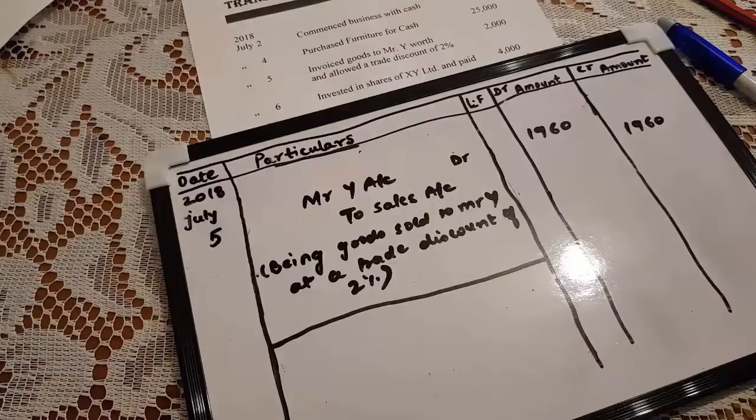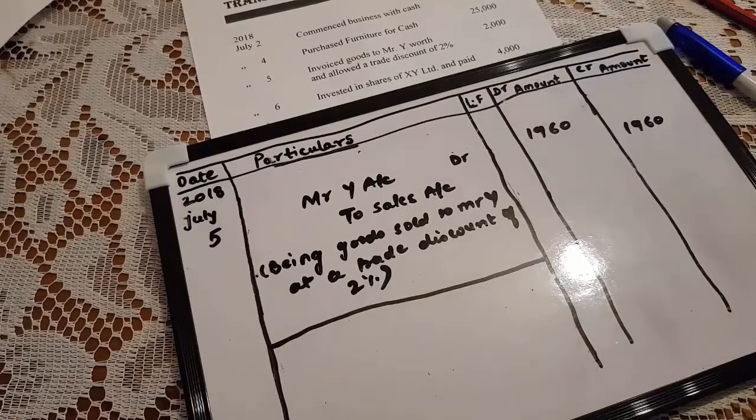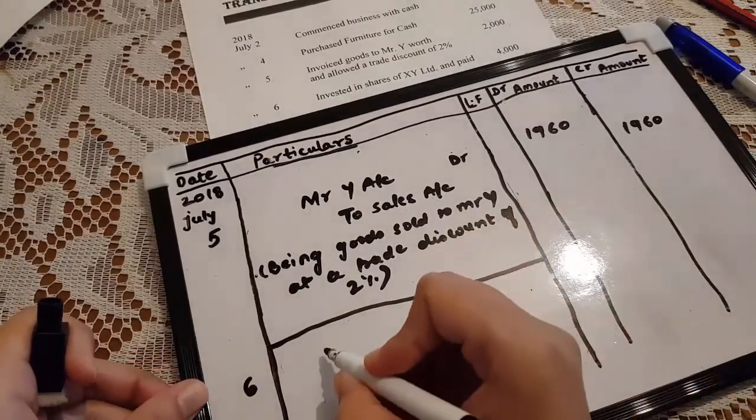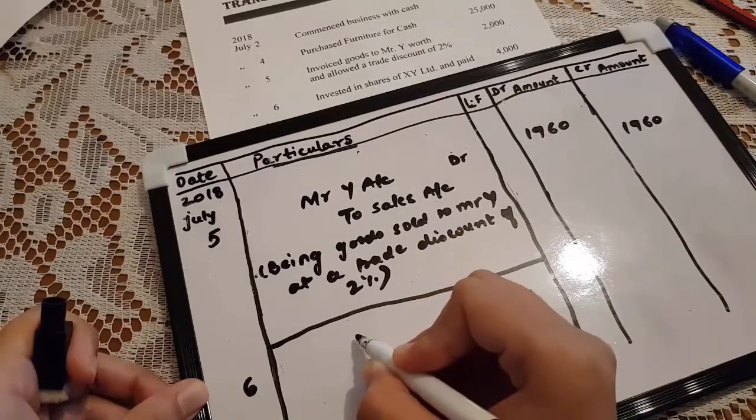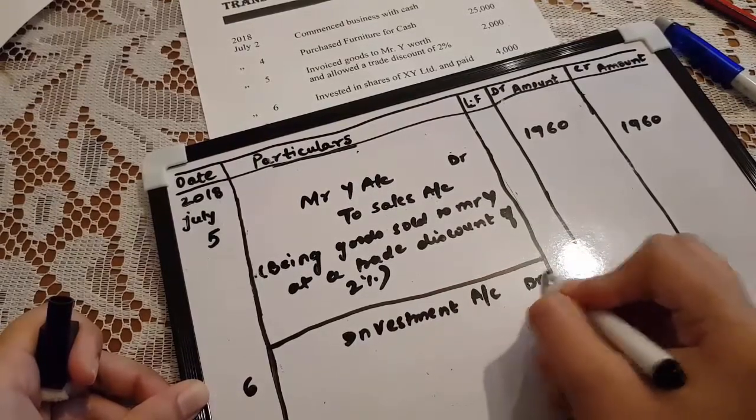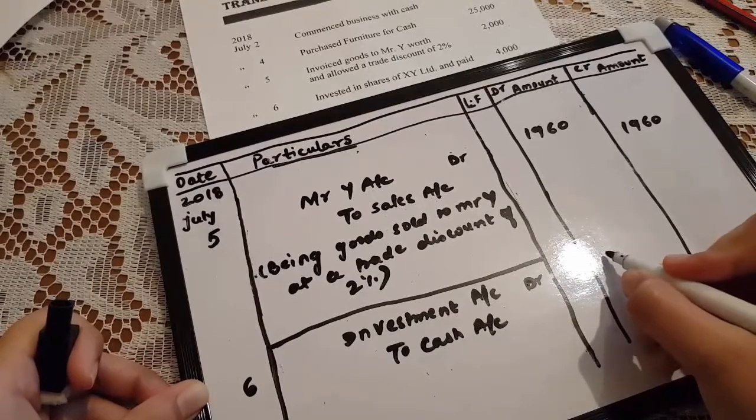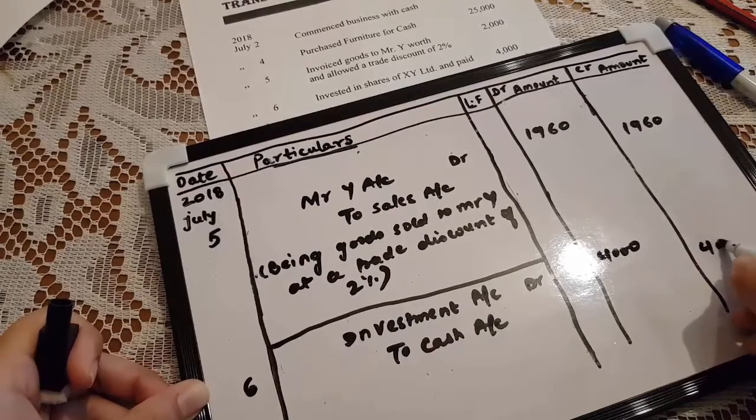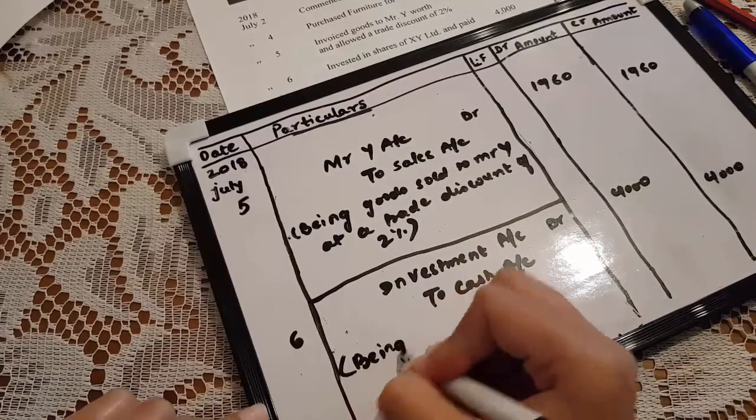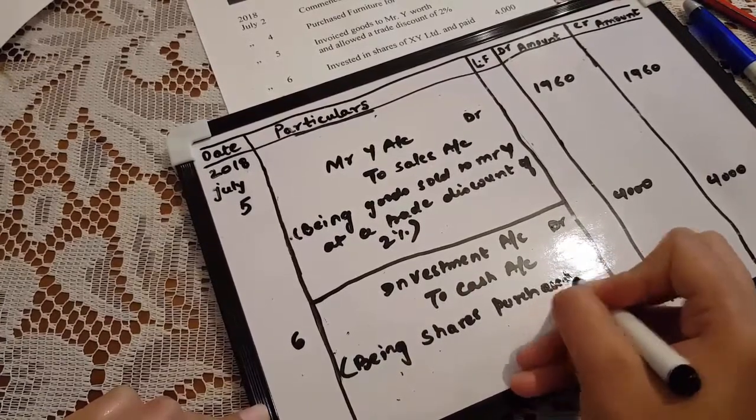Then draw a line. Our next transaction is invested in shares of XYZ Limited and paid rupees 4,000. And this transaction has taken place on 6th of July. So we have to put the date, that is 6th, and the journal entry for this transaction will be investment account debit to cash account. So the amount will be rupees 4,000. Same in credit side column, 4,000. After that, we have to put the narration, that is being shares purchased in cash.